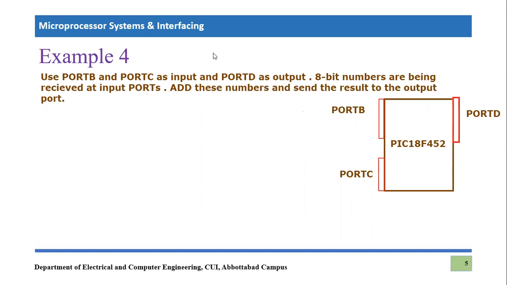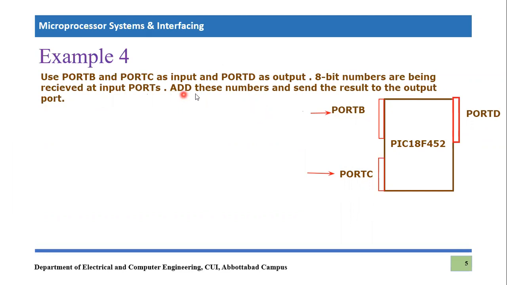That means both of these ports will accept certain information from the outer world, and port D will be used as output port. That means this port D will serve as output port. So some information will be sent out from this port. So 8-bit numbers are being received at the input ports. That means 8-bit information will be received at this port, and 8-bit information will be received at this port.